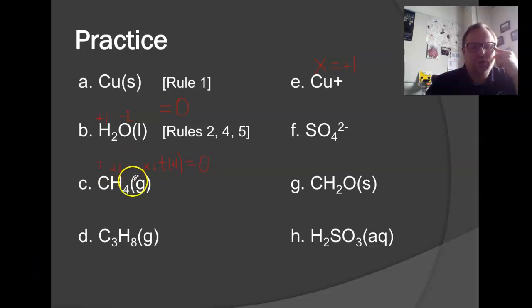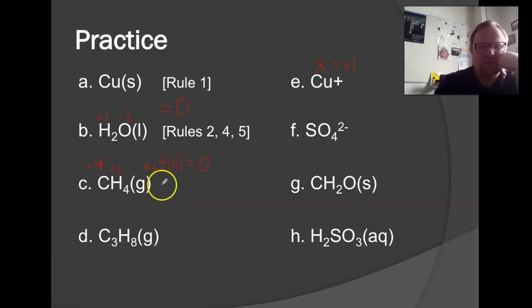So our oxidation number for carbon in this case is going to be negative 4, because it all has to add up to 0. I just switched to grab a mouse instead of the trackpad so I can make this a little bit easier. Let's move on to D then.